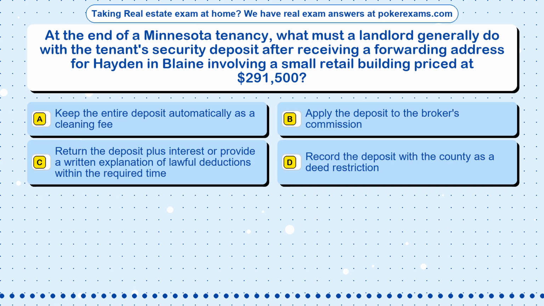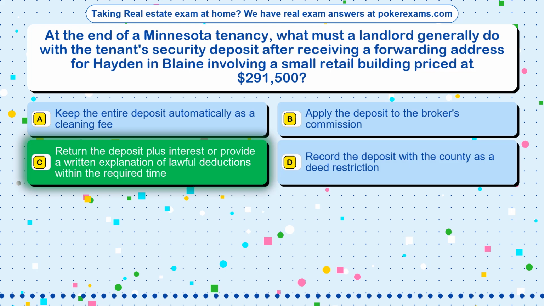Question 19. At the end of a Minnesota tenancy, what must a landlord generally do with the tenant's security deposit after receiving a forwarding address for Hayden and Blaine involving a small retail building priced at $291,500? Option A. Keep the entire deposit automatically as a cleaning fee. Option B. Apply the deposit to the broker's commission. Option C. Return the deposit plus interest or provide a written explanation of lawful deductions within the required time. Option D. Record the deposit with the county as a deed restriction.